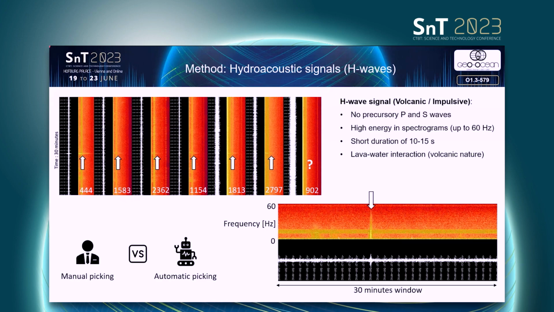But analyzing this hydroacoustic data manually takes a lot of time, and the efficiency also varies from one user to another user. So here I show an example of the manual picking of earthquakes and why we need to have an automatic approach.